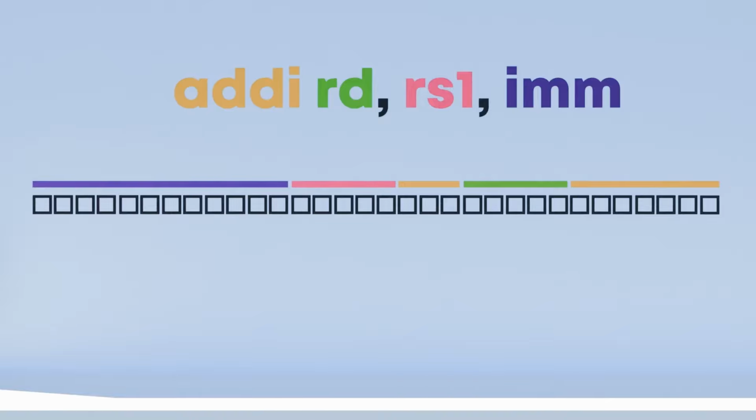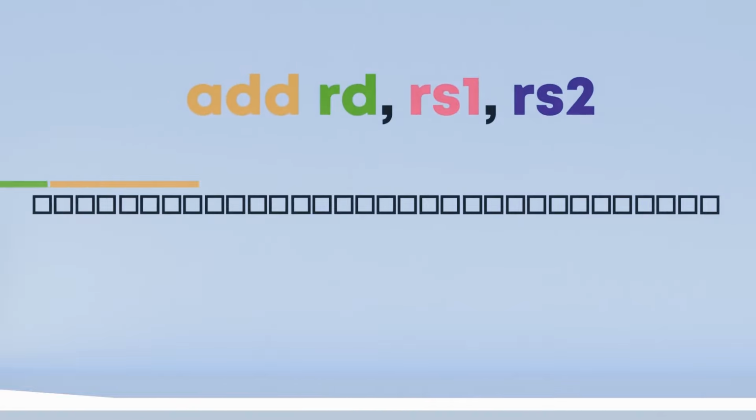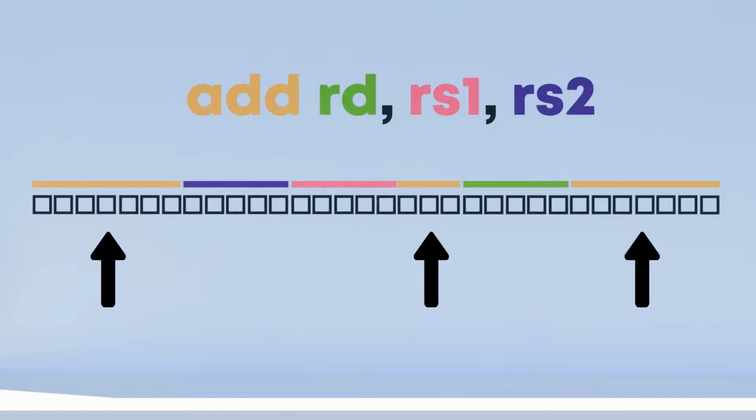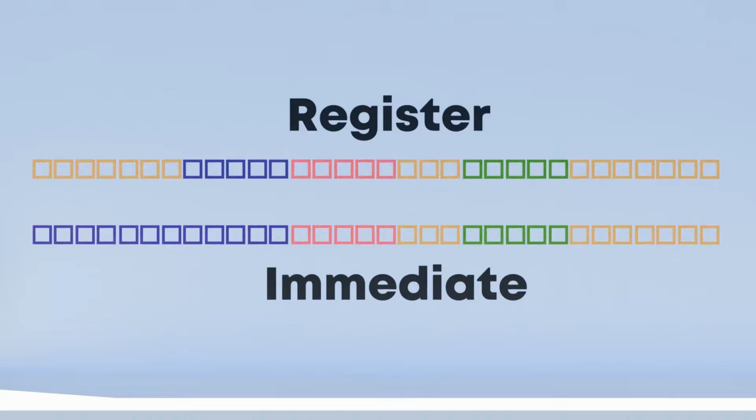Compare this to an instruction like add, which takes in 2 input registers and 1 output register. In this case, 15 bits of machine code will be used to tell the CPU which registers to use, and the other 17 to tell the CPU that this is the add instruction. What we've seen is that depending on whether we use an immediate or not, and depending how many registers we use, our machine code has a different meaning.